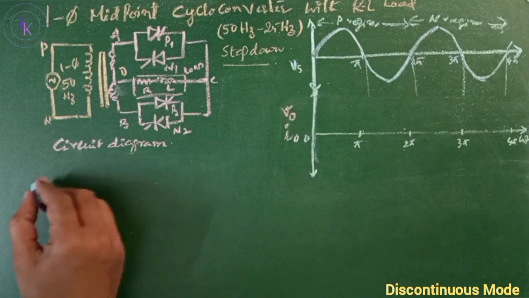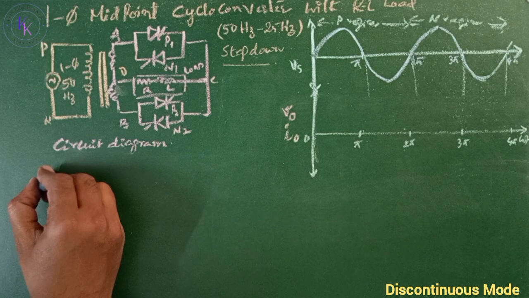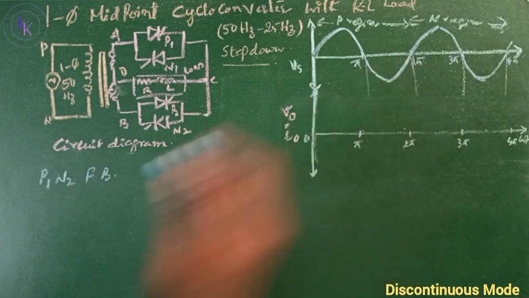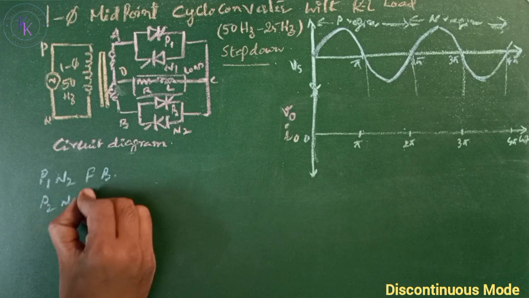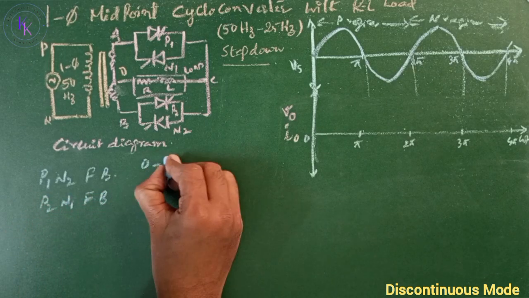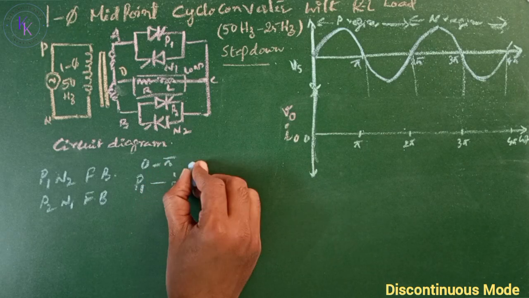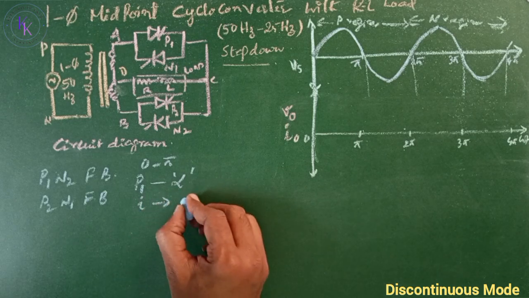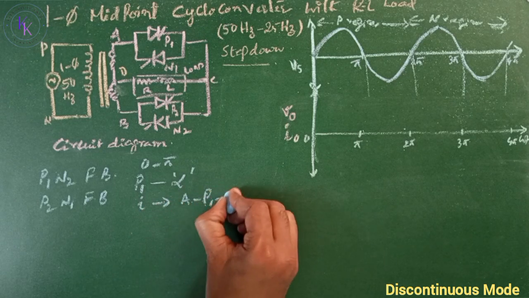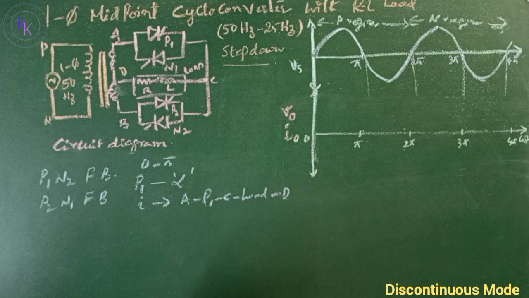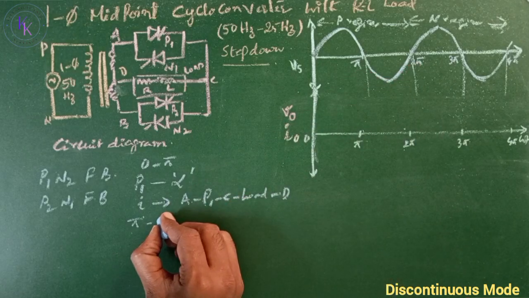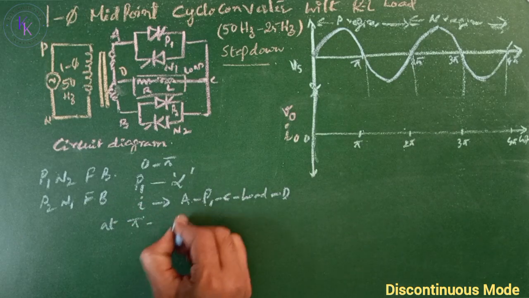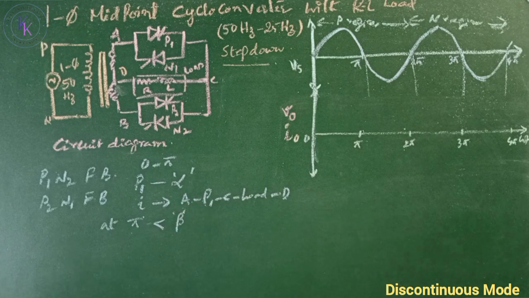In positive half cycle, A is having more potential than point B, then P1 and N2 are forward biased. In negative half cycle, P2 and N1 are forward biased. Now from 0 to pi, P1 is triggered at alpha. Then the current tries to build up along the path A to P1 to C to the load to D. And at pi, the voltage reverses. Due to the inductor, the current still flows until beta, which is greater than pi.